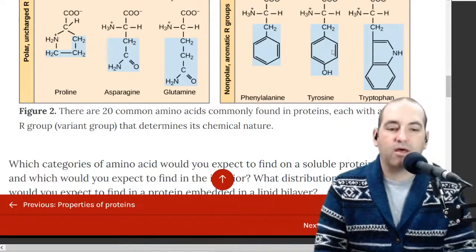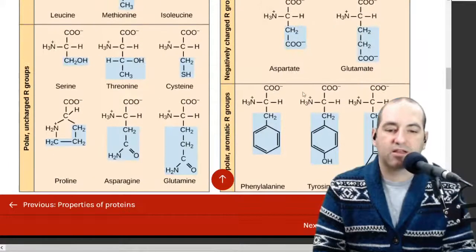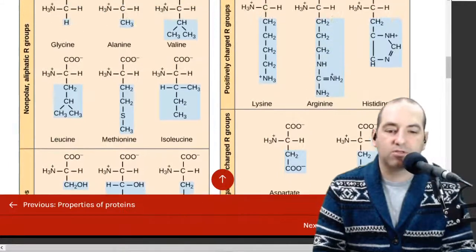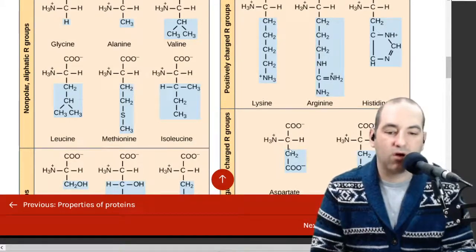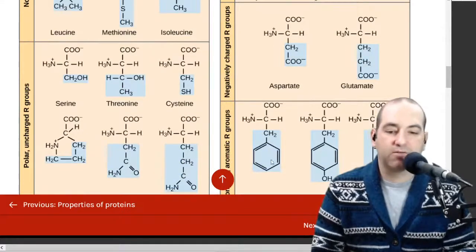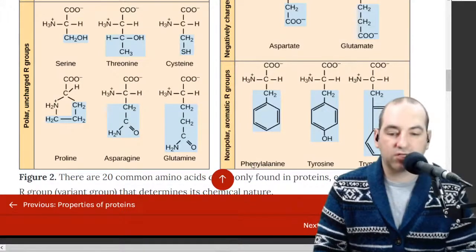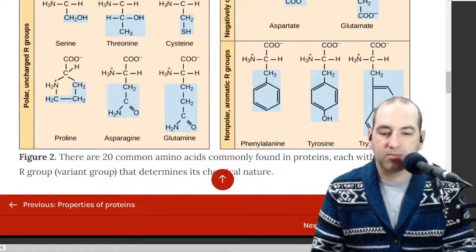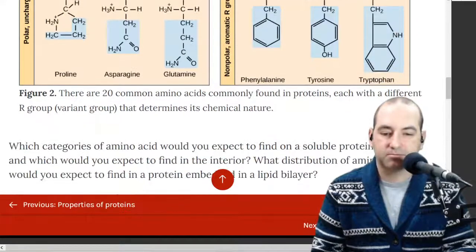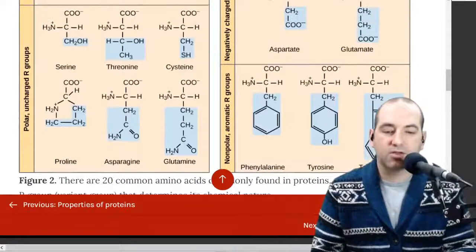So that's the classification. You don't have to be able to memorize these names or know where they go, but you should be able to recognize the functional groups, and if you're given a structure, be able to classify it as polar or nonpolar based on the side chain. All right, so those are different amino acids.